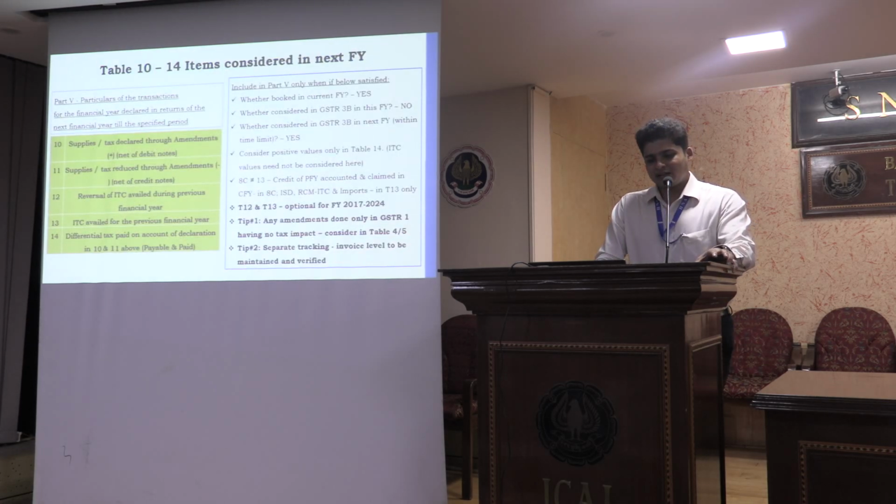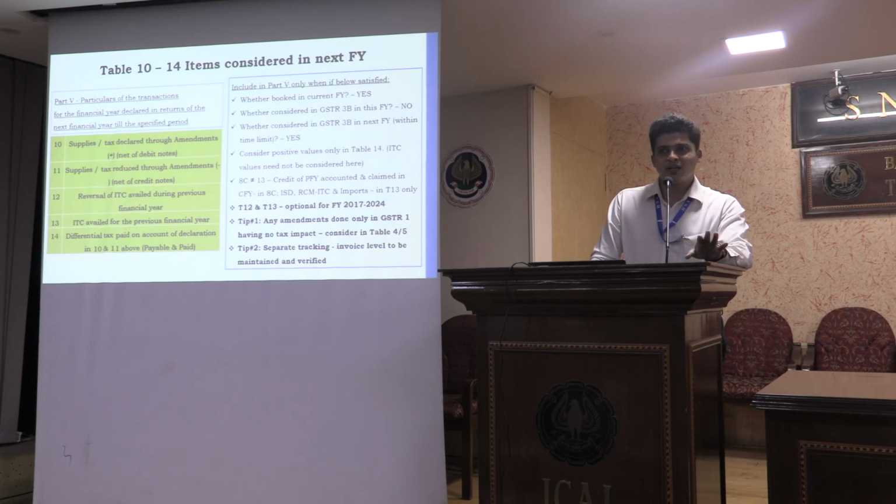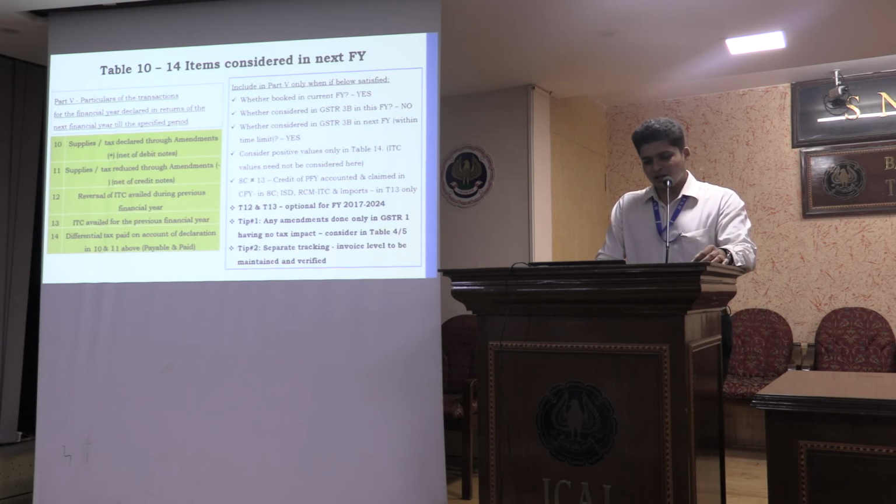Next we have table 10 to 14, which has the details of transactions of financial year 23-24 disclosed in April to October 24. So three simple questions that we have to ask ourselves: whether it is booked in the current financial year 23-24, answer should be yes. Whether considered in the current financial year 23-24 GSTR 3B, answer should be no. And whether it is considered in the next financial year GSTR 3B, answer should be yes. If these simple basic questions are answered, then probably it is to be disclosed in this table of spillover transactions.